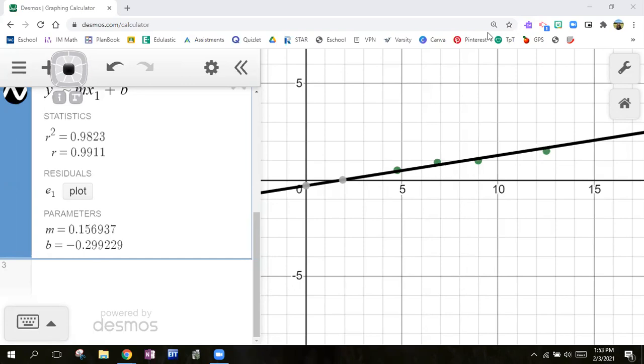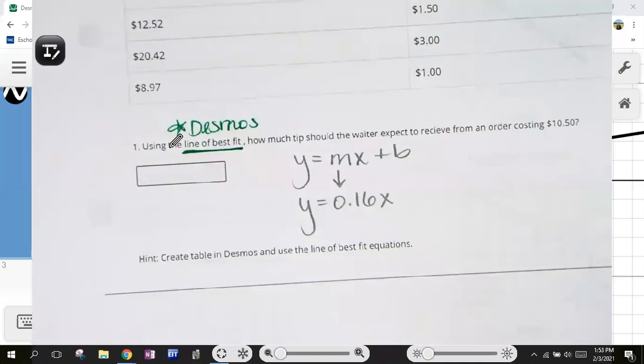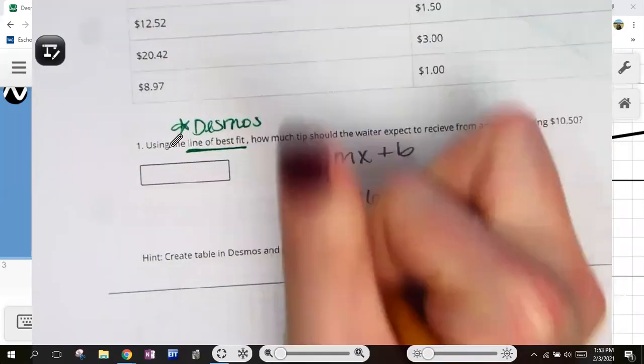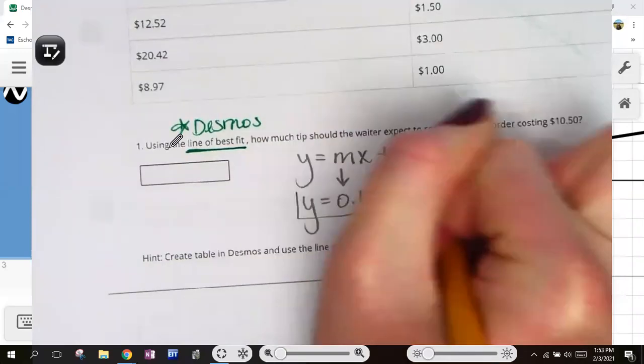All right, what's my y-intercept? 0.30. What did you forget? It's negative. You've got to remember to put that or it'll change your whole problem. Okay, so you'd have to do minus 0.30. Okay, so that would be our line of best fit.